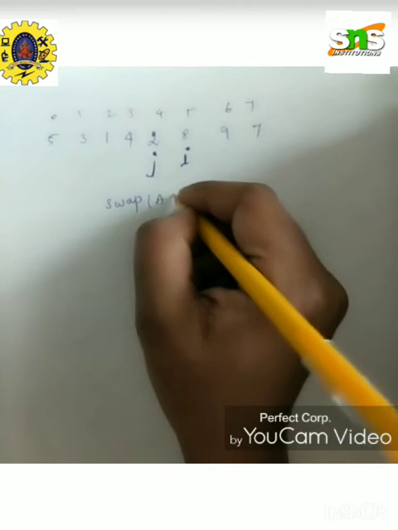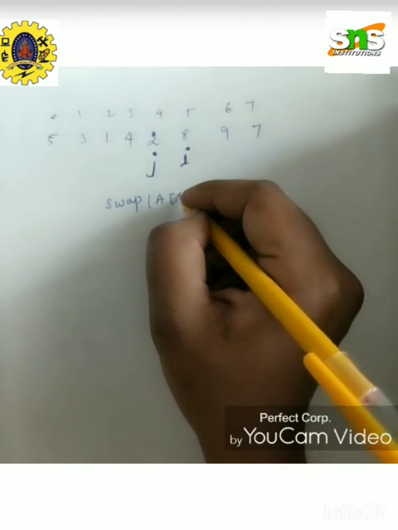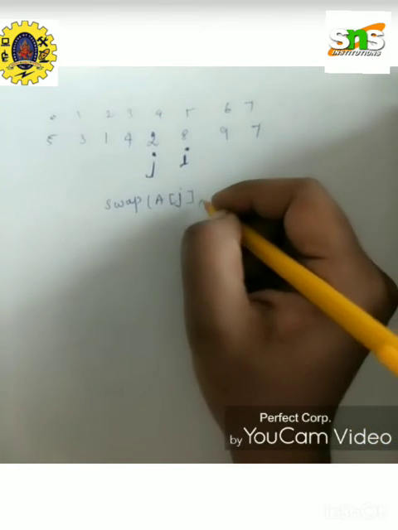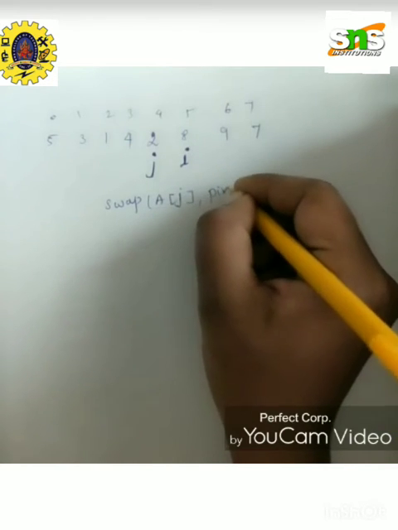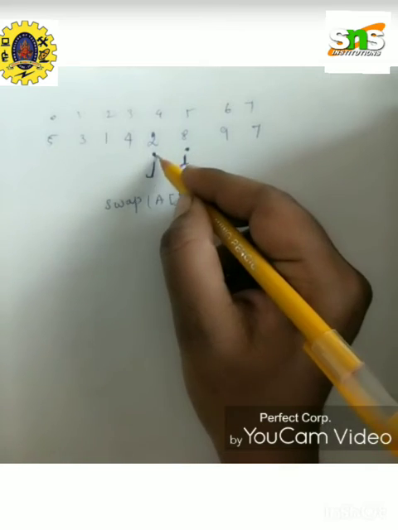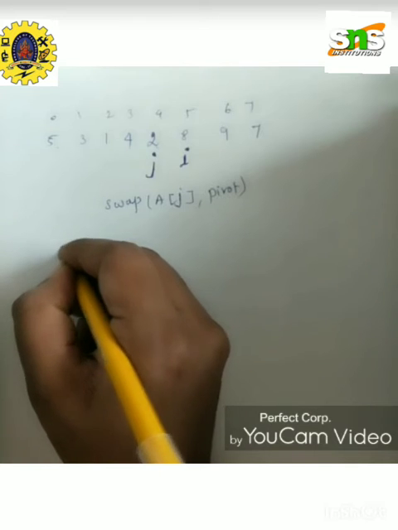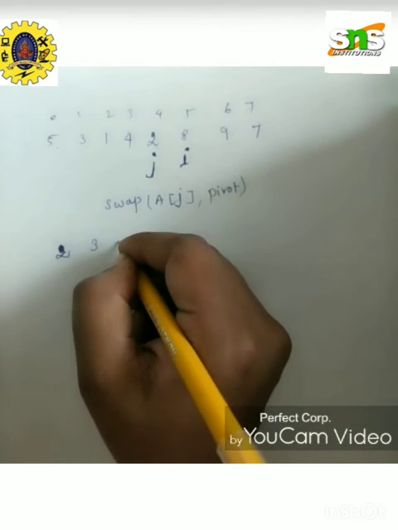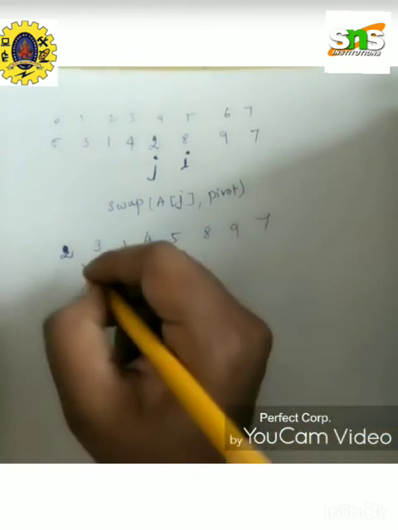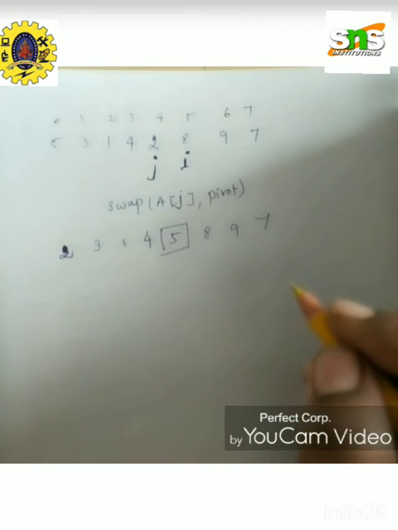swap a of j comma pivot. A of j comma pivot means we swap the jth location value with the pivot element. Then we get 2, 3, 1, 4, 5, 8, 9, 7. See, in this situation, the pivot is moved to the middle of the list.